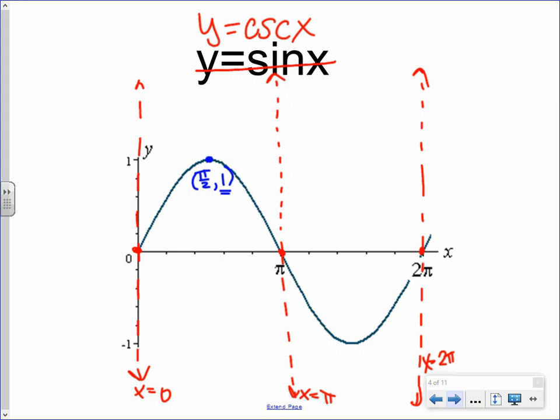But if we think about the sine of pi over 6, what's the sine of pi over 6? 1/2, and if we take the reciprocal of 1/2, we would get 2. So at pi over 6, the cosecant would be 2. Same thing over here. The sine of 5 pi over 6 is 1/2. When we take the reciprocal, we get 2. That's going to happen with all of these values to where we get this kind of U shape in between.